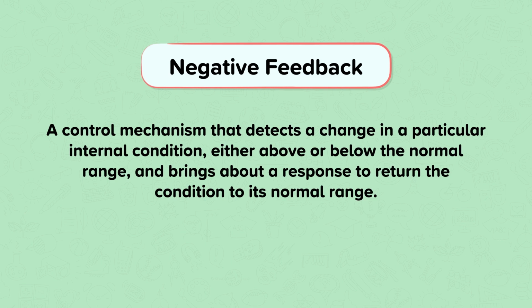This basically means that the body will detect a change in an internal condition, such as temperature or pH, and bring about a response that opposes or is opposite to that change, in order that that condition returns to within its normal range. Let's look at how this can occur using a simple model.